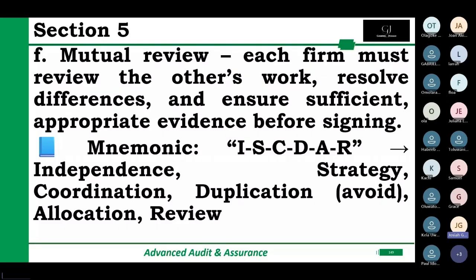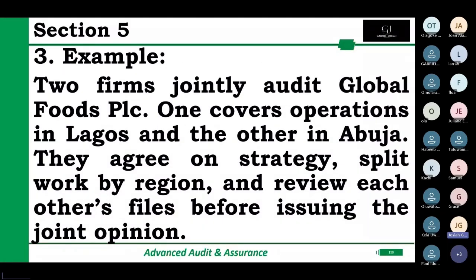This is very important. To avoid audit liability, they need to mutually understand and review their work, and ensure that sufficient appropriate audit evidence is obtained for everything they are doing. So the independence, strategy, coordination, duplication of efforts, allocation and review of the job around joint audit performance need to be enhanced by both joint firms.